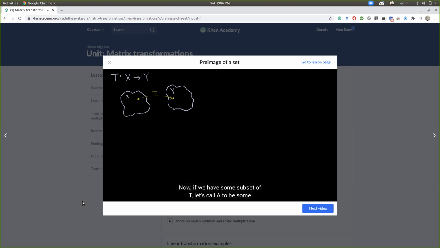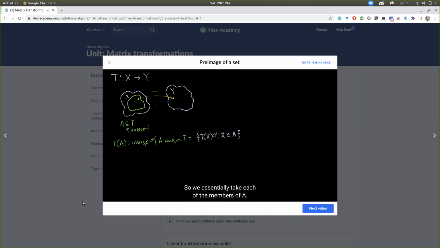Now, if we have some subset of the domain, let's call A to be some subset. So let me draw A like that. This notation right here just means subset. We've defined the notion of the image of A under T like that. We've defined this to be equal to the set of all, if we take each of the members of our subset, the set of all of their transformations. And of course, these are going to be some subset of Y right there.